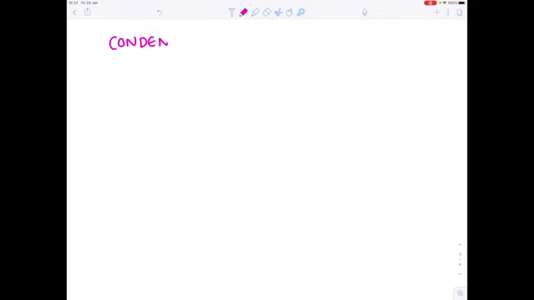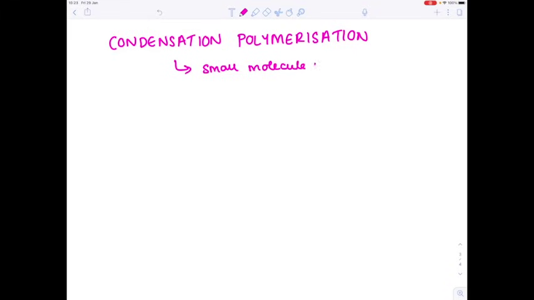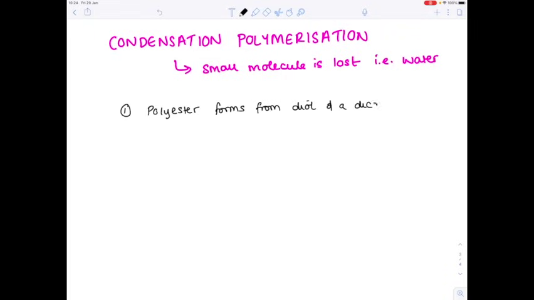Now we're moving on to condensation polymerization. So this is different from addition polymerization. That word condensation tells you that a small molecule is lost in the reaction, and honestly that tends to be water. So the first example we're looking at is the formation of polyester, which is an example of a condensation polymerization reaction. And just to point out the monomers, you need a diol and a dicarboxylic acid.